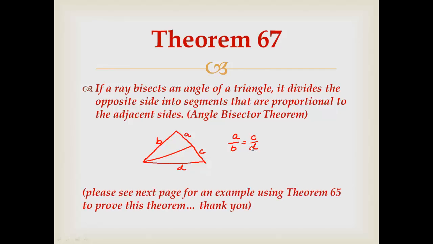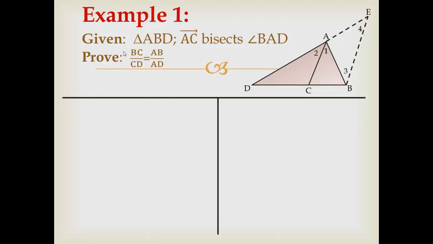And we are going to use Theorem 65, which, if you recall, is the side splitter theorem, to prove this theorem. So let's move on, shall we? Here we are given that triangle ABD is a triangle, and that ray AC bisects angle BAD. And we need to prove that segment BC to CD is equal to AB to AD. Now this will come into play as we go through the proof. Pay attention.